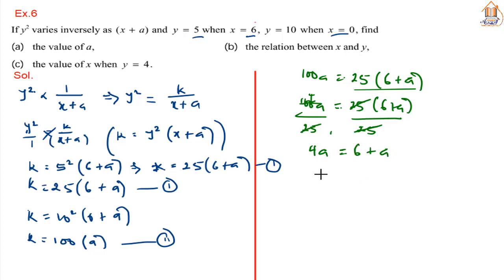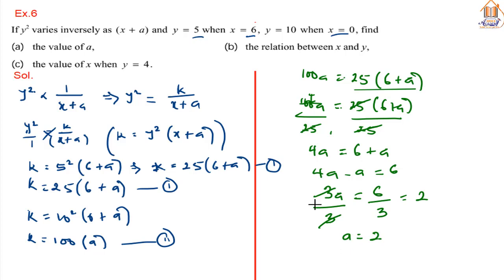So what are we going to do here? We're going to collect like terms. So we have 4a minus a is equal to 6. 4a minus a is going to give us 3a. So 3a is equal to 6. We're going to divide both sides by 3 to get the value of a. Therefore, a is equal to 6 divided by 3, which gives us 2. So that is the value of a when y is equal to 5 and x is equal to 6, and when y is equal to 10, x is equal to 0. That means the equation is solved, which is a is equal to 2.